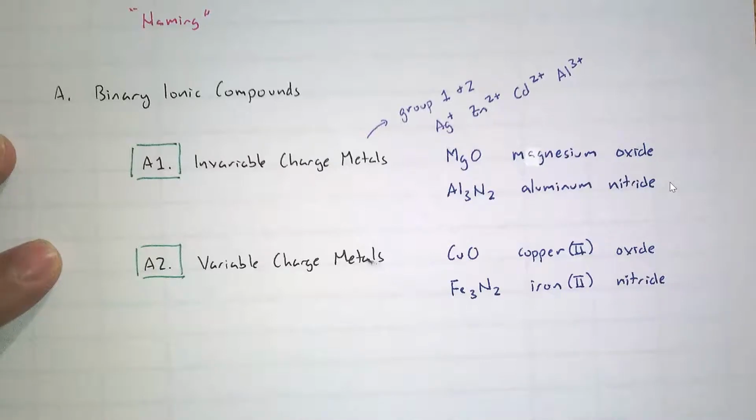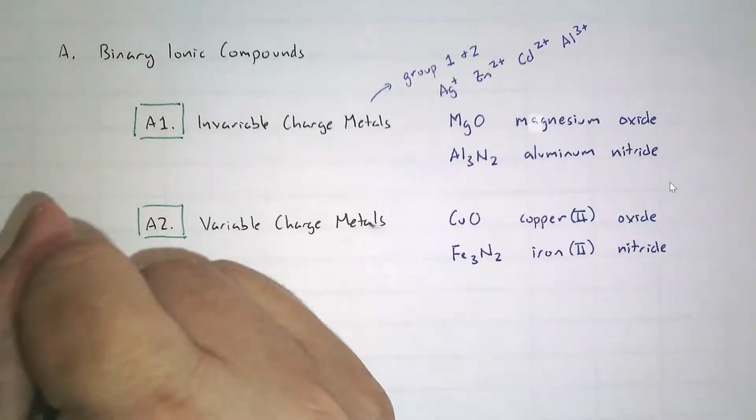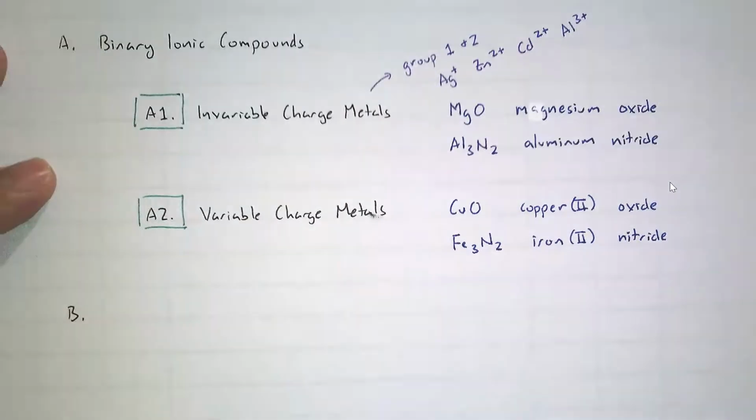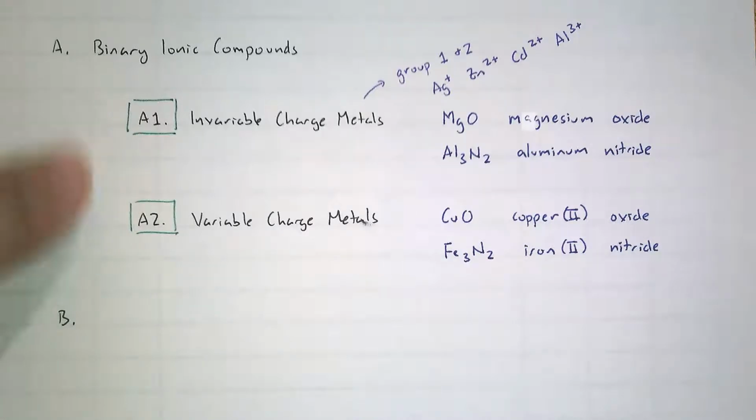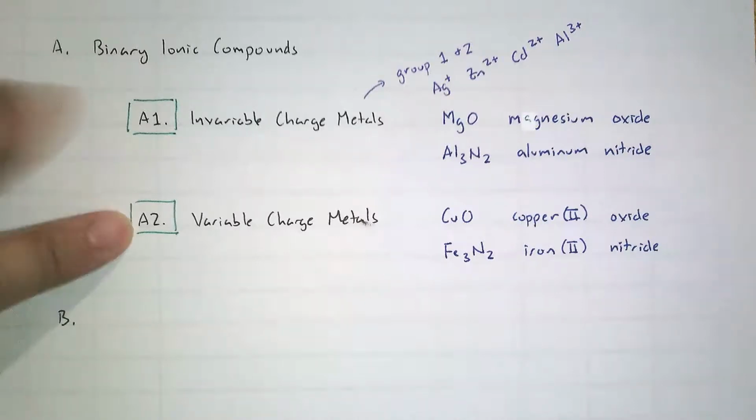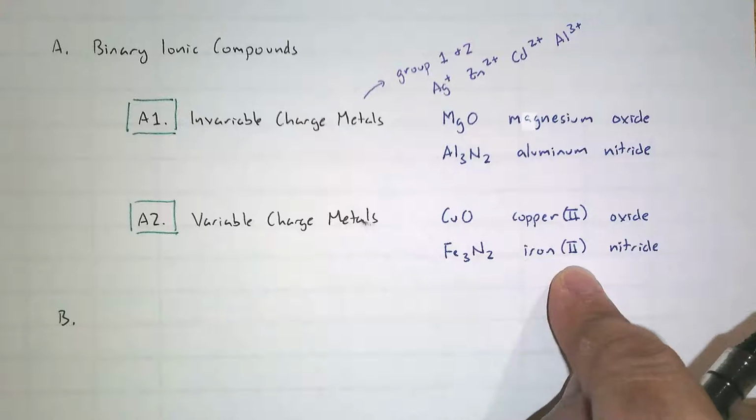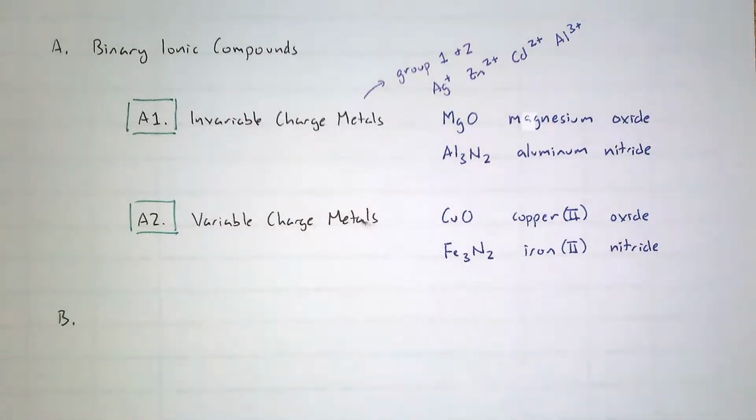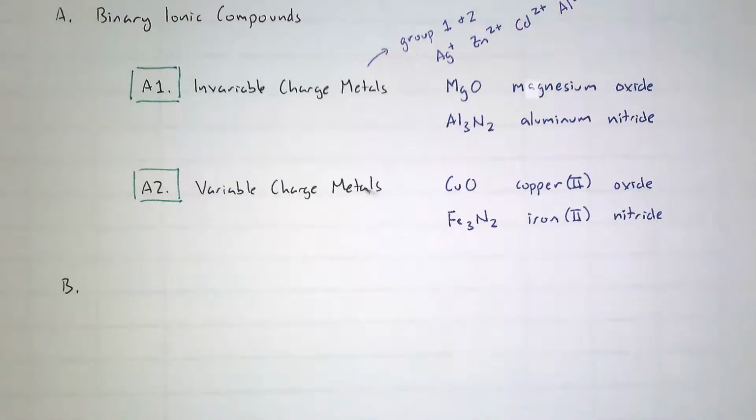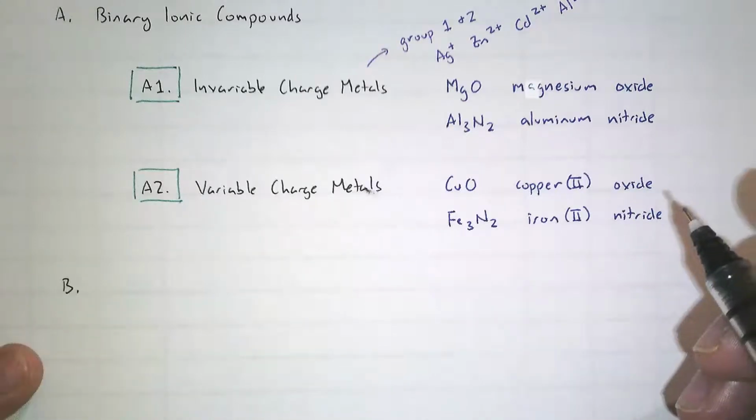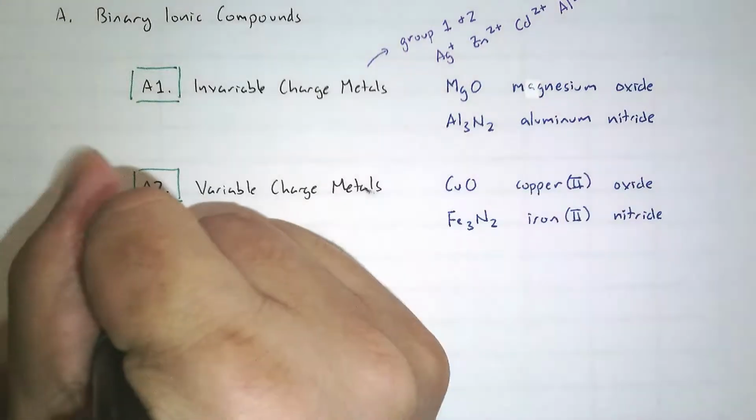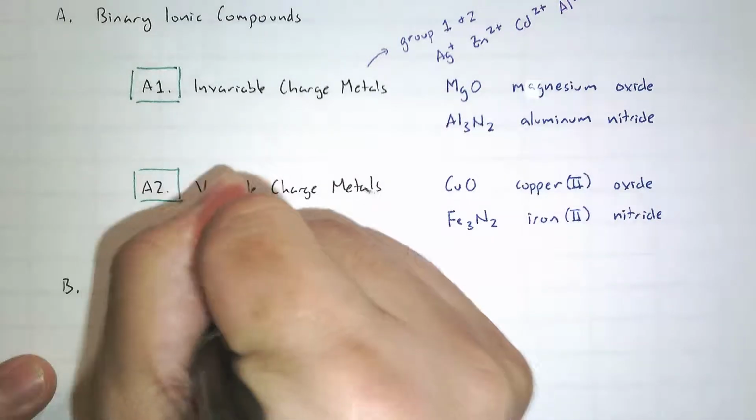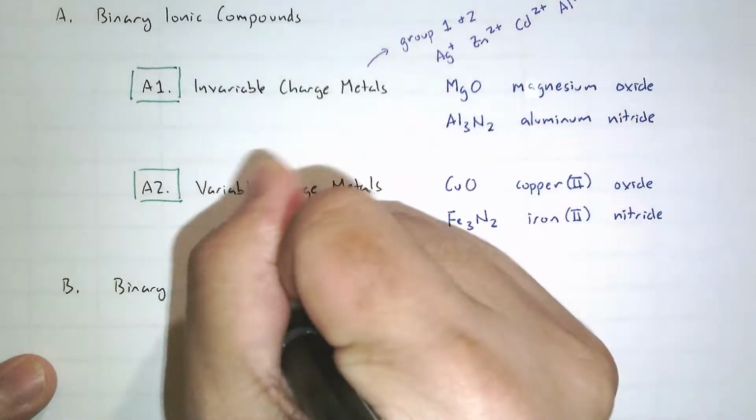Next category. Category B. As you could tell, the main difference in naming between binary ionic compounds that are of category A1 versus A2 is that there's the Roman numeral for the variable charge metals. How about B? B depends on the textbook or your professor's preference. I'm going to go with binary covalent compounds.